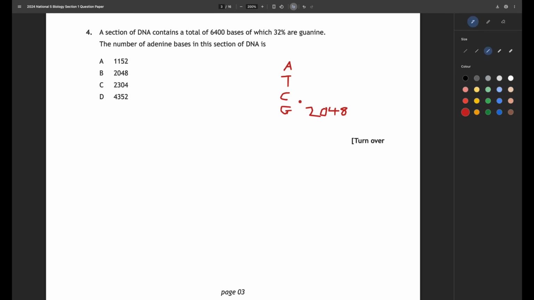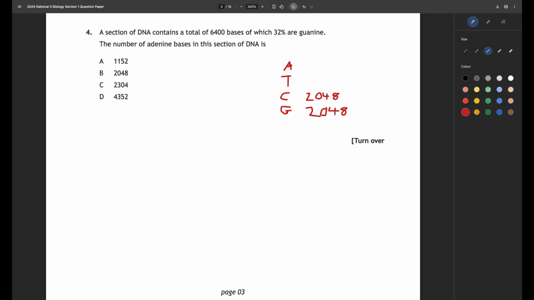Now, because guanine is complementary to cytosine, that means we also have 2,048 cytosine as well. Okay, so what we do is we times that by 2 to get the total, which is 4,096 between cytosine and guanine. Okay, 4,096. And then we get the total, which is 6,400. We take away the 4,096 and we get 2,304.